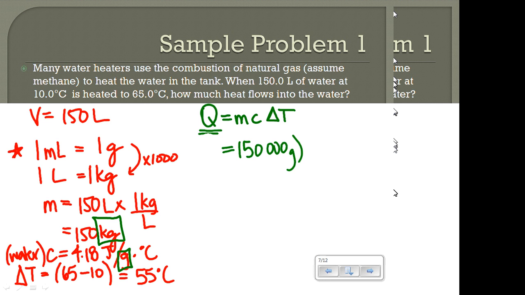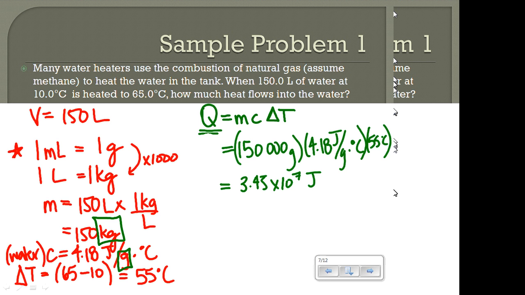150,000 grams. That's equal to 150 kilograms. And then I times that by 4.18 joules per gram times degree Celsius. And I times that by 55 degrees Celsius. So I multiply all those numbers together, and I get 3.45 times 10 to the 7 joules.